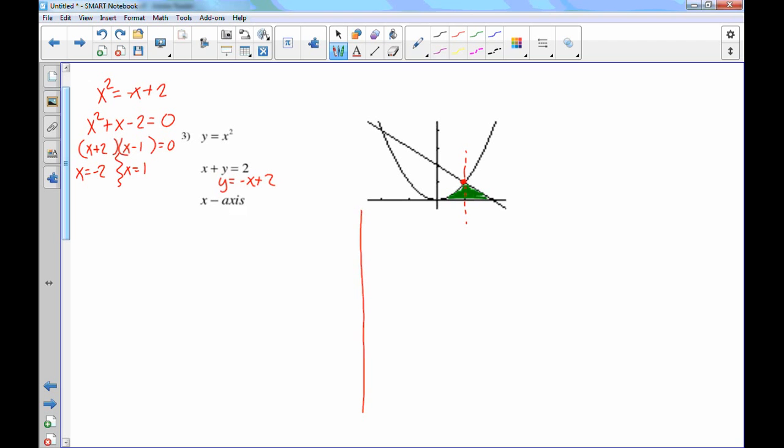So this one would be x equals 1. X equals negative 2 is over there. Okay, and we need to also know the y coordinate. So you can plug it into either one. You plug in your x is 1. 1 squared is 1, or you can put it in here, negative 1 plus 2 is also 1. Okay, plug it in to either one of those. So we have the point 1, 1.